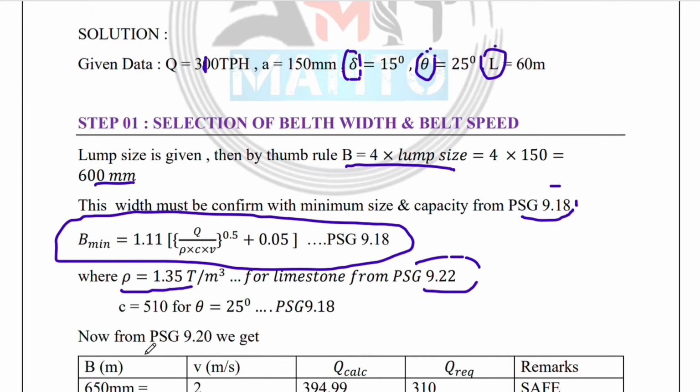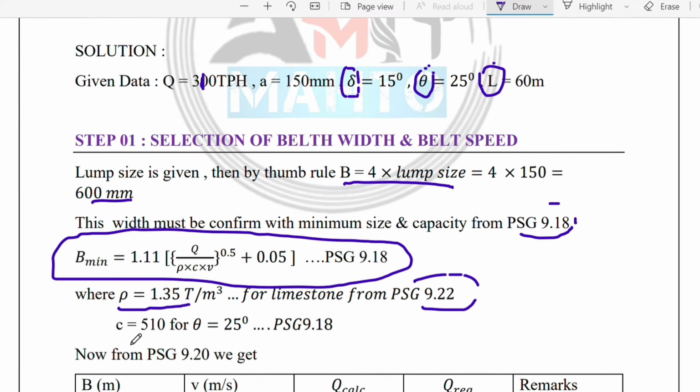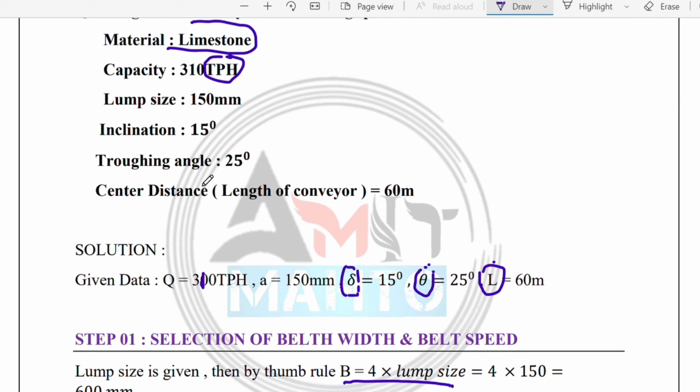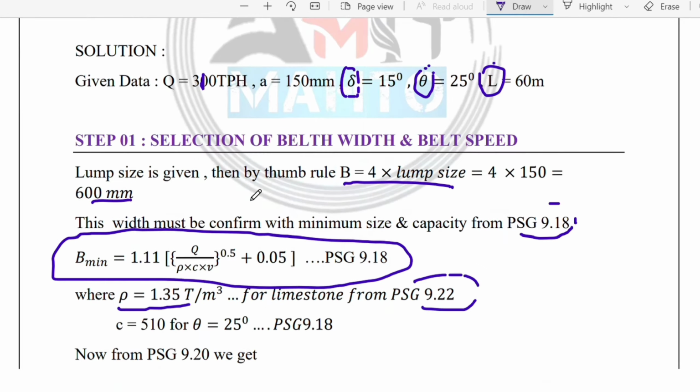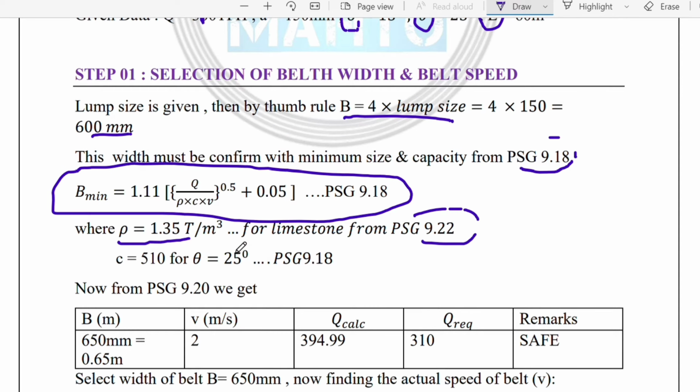Next is C. This is small c. This small c indicates the factor for the type of idler. Its value is 510. We got this value because the question says the troughing angle is 25 degree. So for 25 degree you will get the value of this small c, which is 510.